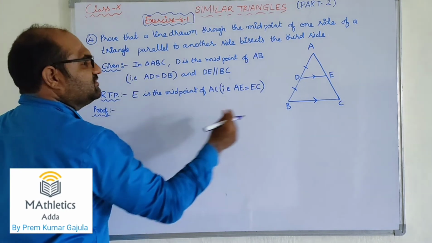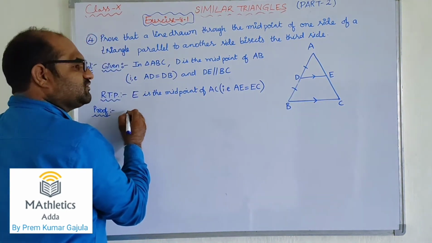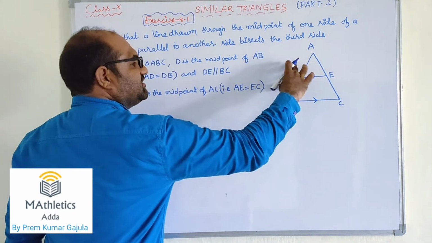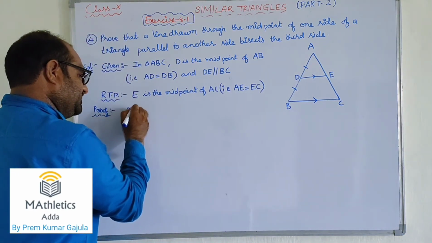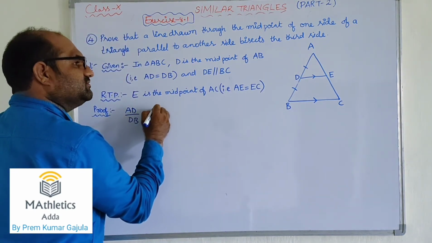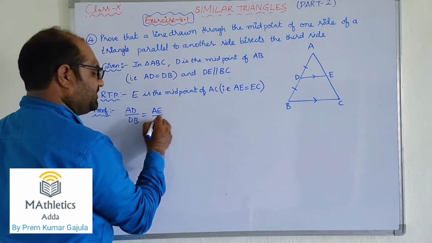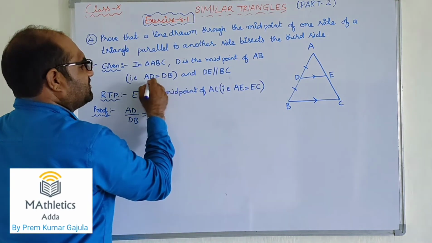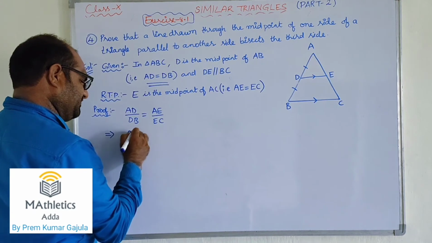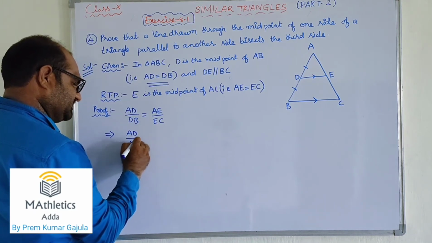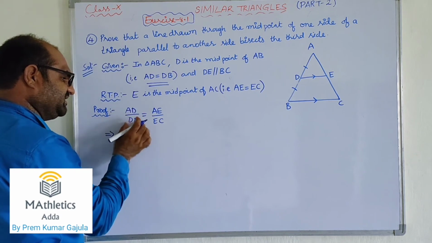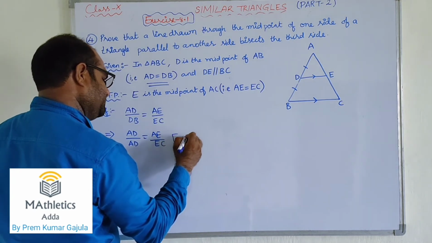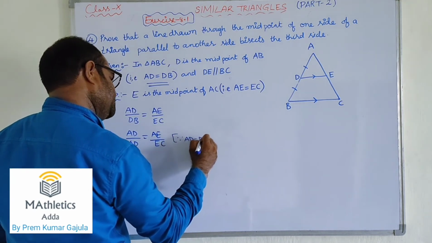Okay. So now given that DE is parallel to BC, so from basic proportionality theorem, if a line is drawn parallel to the third side, then it divides the other two sides in the same ratio. That is AD by DB is equal to AE by EC. Okay. So we know that AD is equal to DB. Why? Because D is the midpoint. So in the place of DB I am writing AD once again. Why? Because AD and DB both are equal. So AE by EC. Why? Because AD is equal to DB.